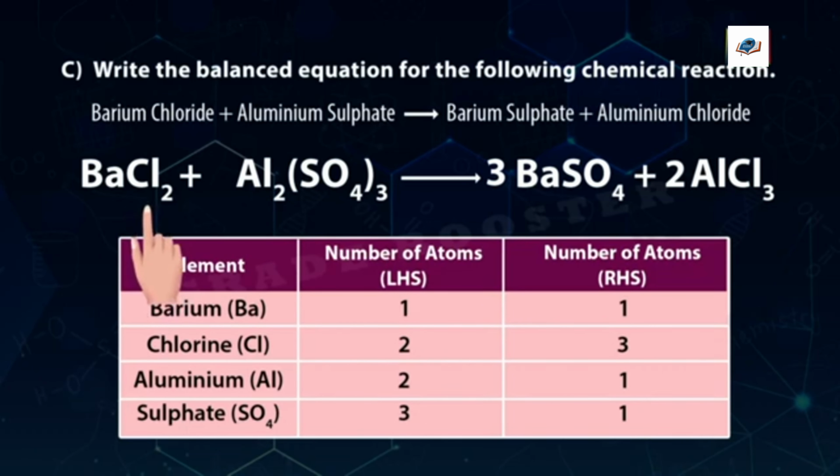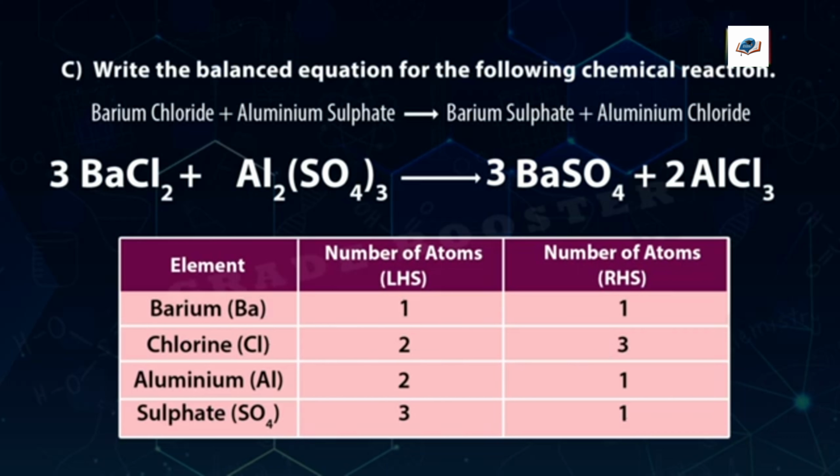Next we have to balance the chlorine. There are 2 chlorine atoms on the reactant side. On the product side we have 6 chlorine atoms. To balance it, add 3 before BaCl2. Now Cl2 is also balanced on both the sides. So this is the balanced equation.